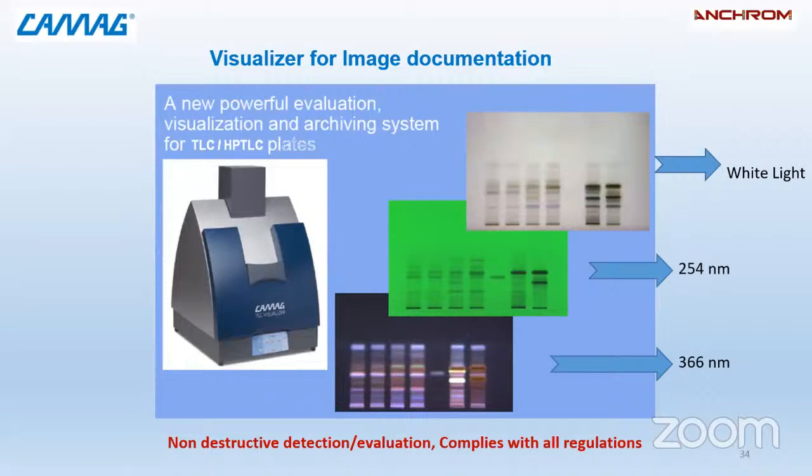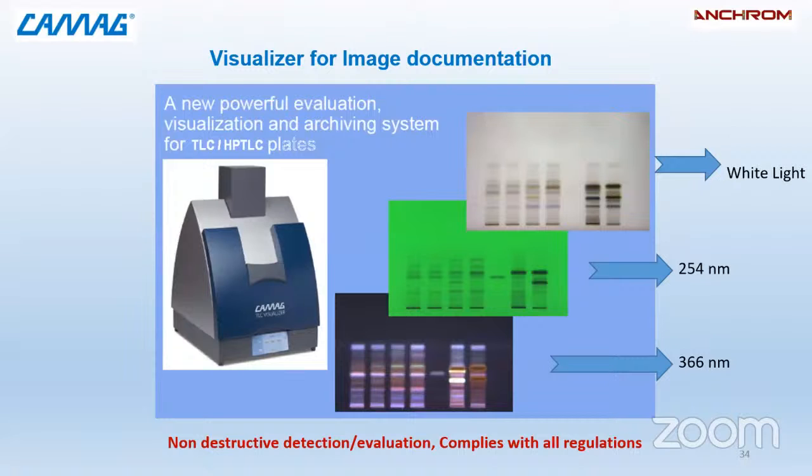After application and development in a suitable mobile phase, one is supposed to go for photo documentation at 3 different illumination modes, that is 254, 366 nanometer and white light. Now, HPTLC is the only chromatographic technique which allows you to record your results in the form of pictures at these 3 different illumination modes, and this works on HDRI technology.